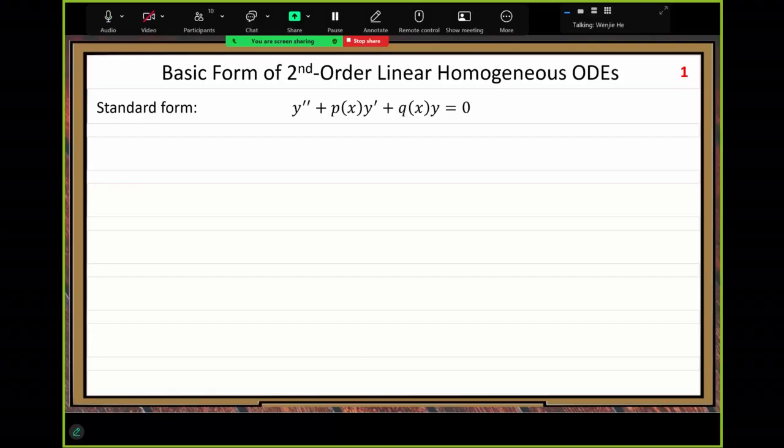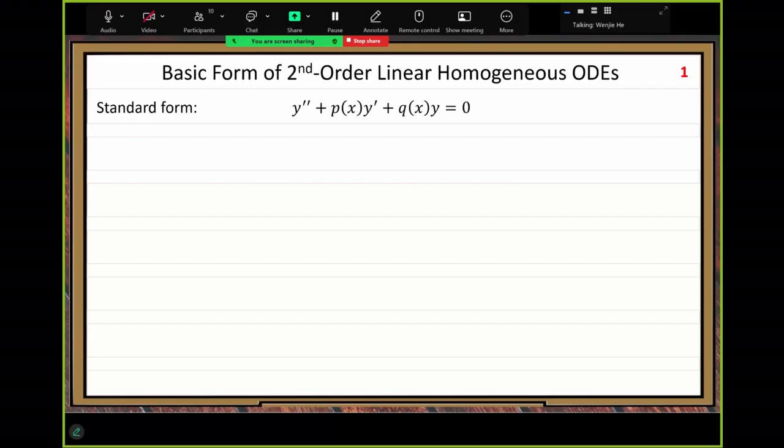All right. But in this course, our main focus, we will learn problem-solving techniques, finding analytic solutions, not numerical solutions, analytic solutions, for some special equation types. So this one is the standard form.